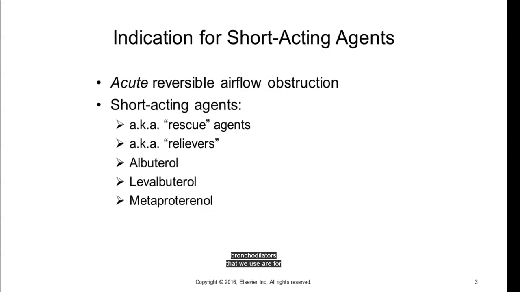Most of the adrenergic bronchodilators that we use are for acute reversible airflow obstruction and are considered rescue agents or relievers. Examples include albuterol, as mentioned, known by brand names Ventolin and Proventil, levalbuterol or Xopenex, and metaproterenol or Alupent, which is no longer on the market.